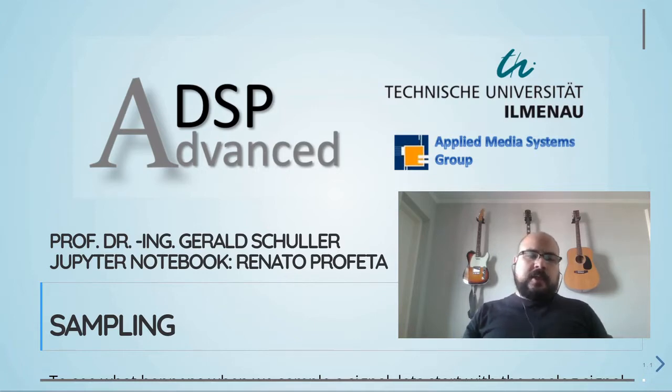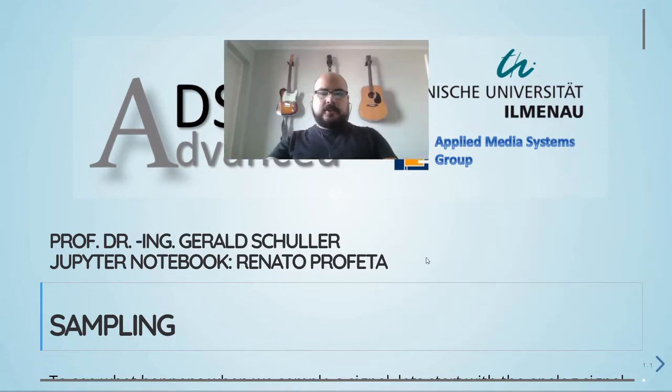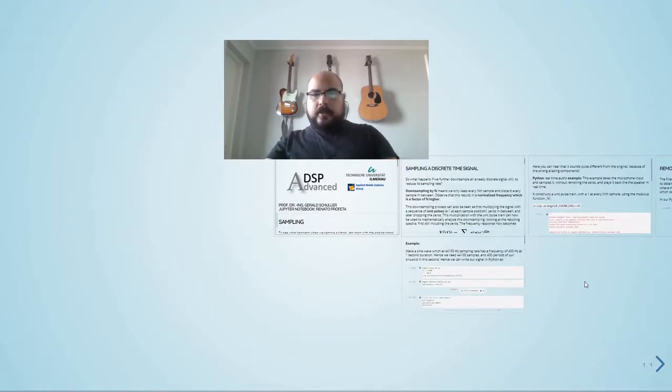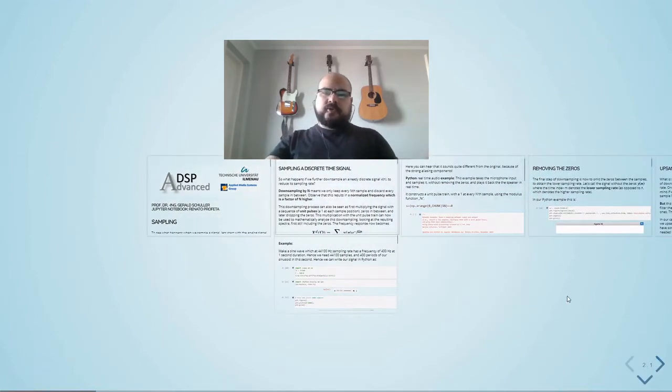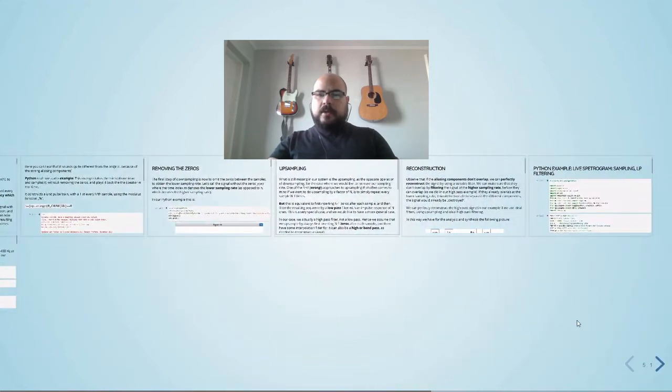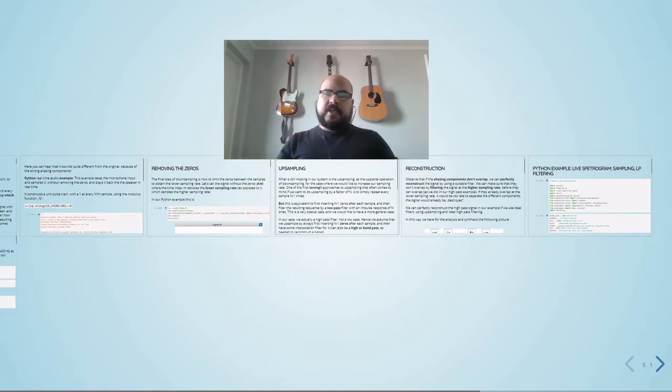I am Renato, and in this notebook we are going to talk about sampling. We will take a look at sampling a discrete time signal. Then we'll go through some basic concepts in multi-rate signal processing like downsampling, upsampling, and reconstruction, and we will finish up with a live spectrogram, a Python example where we can see the effects of downsampling, upsampling, and filtering. So let's get started.